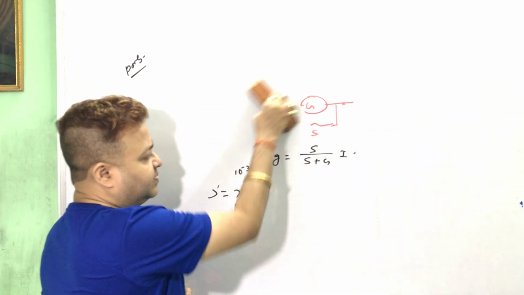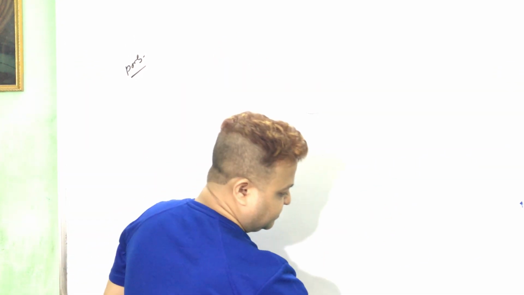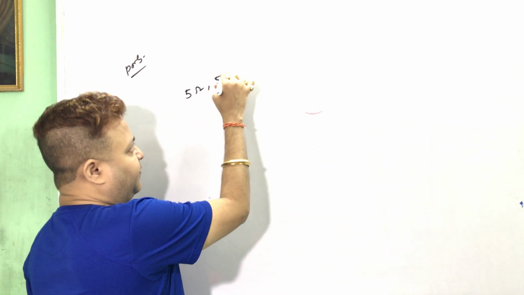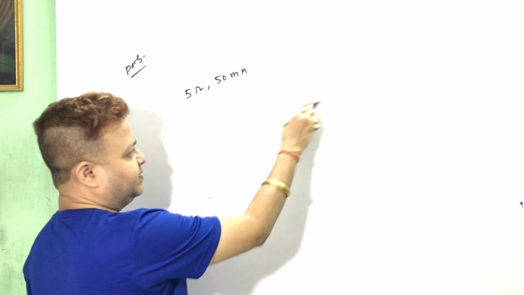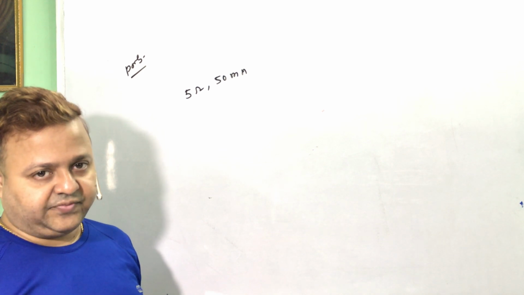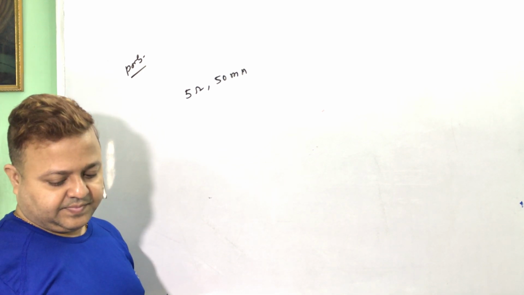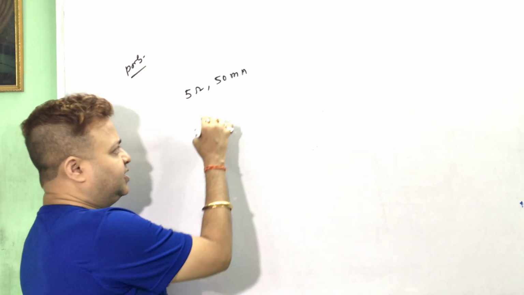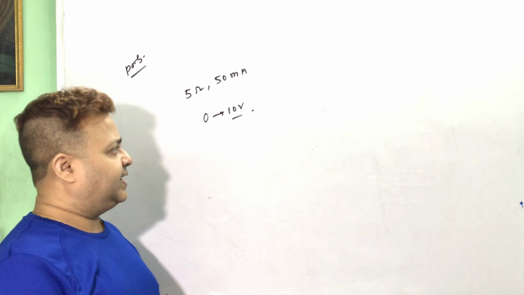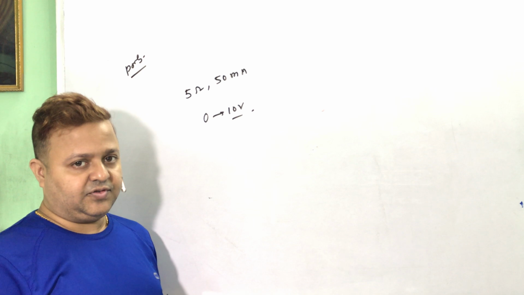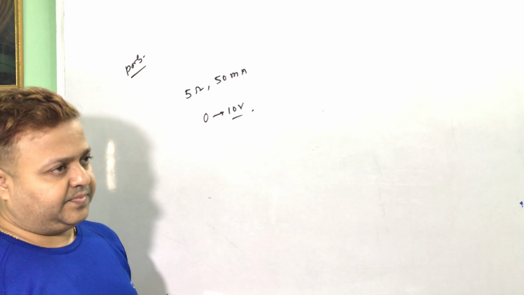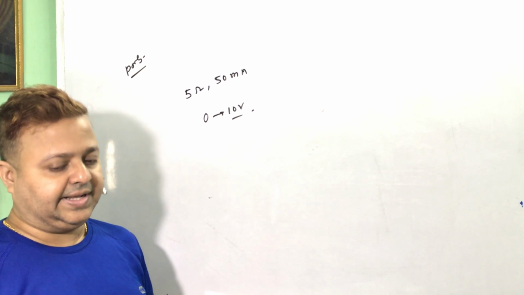A galvanometer has a rating of 5 ohm, 50 milliampere. It is converted into a voltmeter having a range of 0 to 10 volt. Find the resistance to be connected with it.